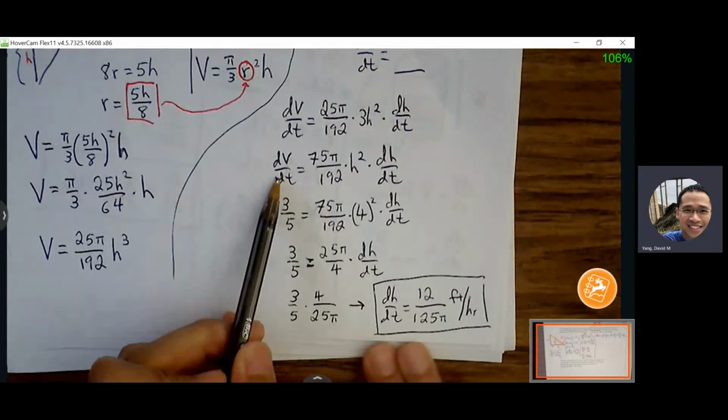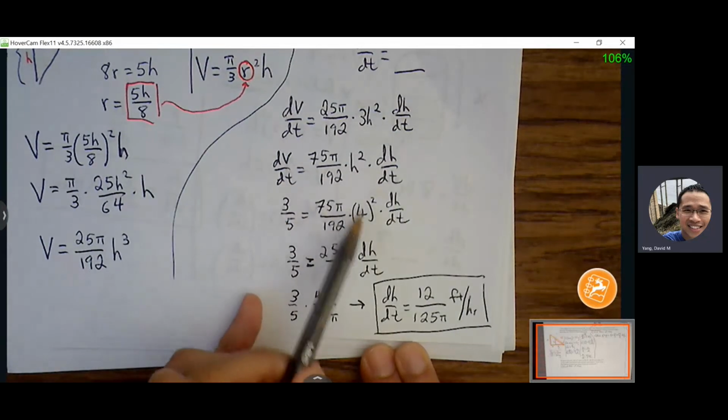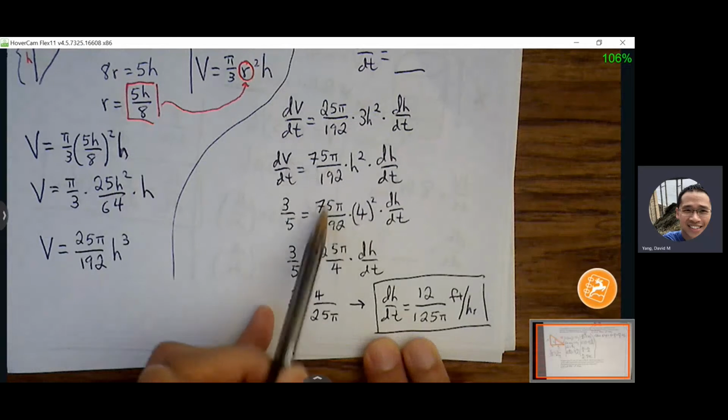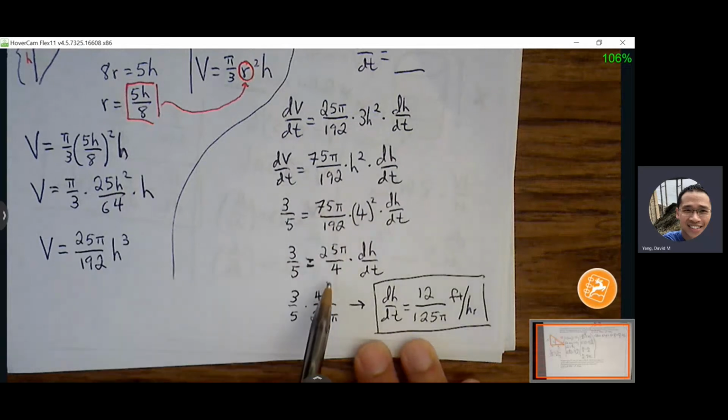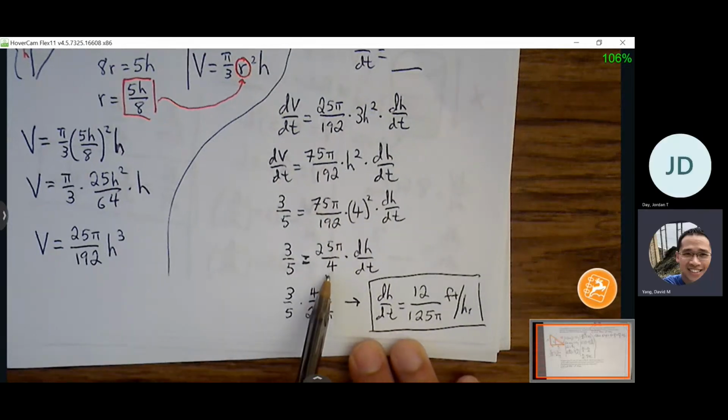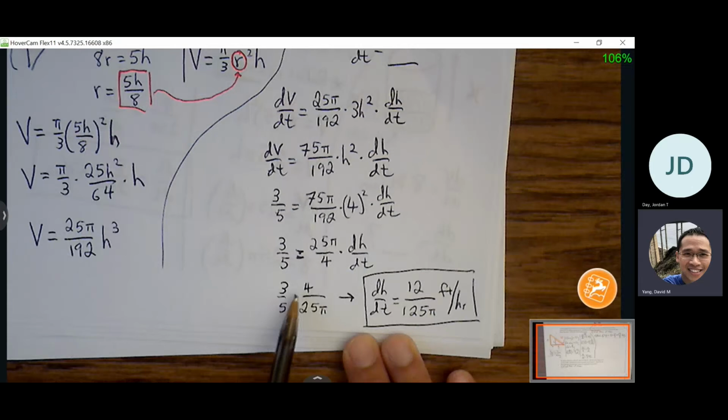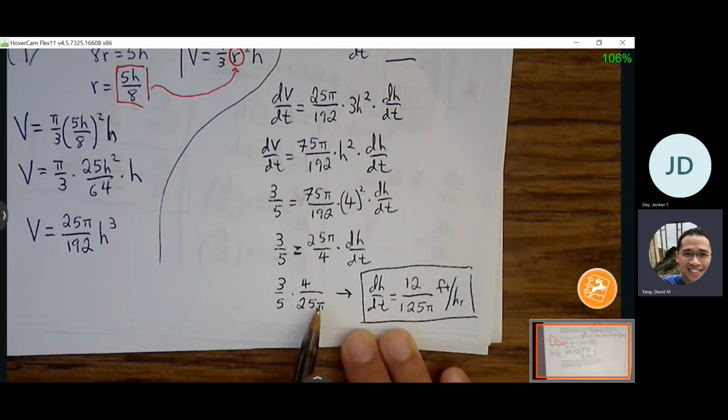So dV/dt gets replaced with 3/5, h with 4. I do a little bit of cleanup, use my calculator. This gets me all the way down to 25 pi over 4. I want to divide both sides by 25 pi over 4. Dividing by a fraction is the same thing as multiplying by the reciprocal. So 3/5 times 4 over 25 pi. Careful, pi is in the denominator, so it's going to have to stay in the denominator until the end.